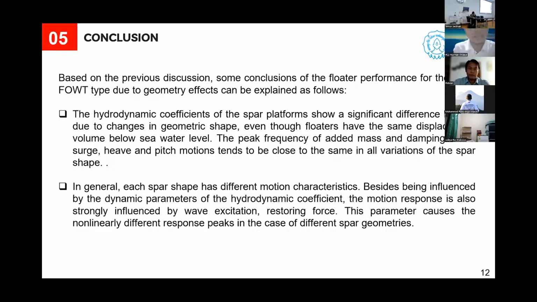Based on the previous discussion, some conclusions on the floater performance of the floating wind turbine spar type due to geometric effect can be explained as follows. First, the hydrodynamic coefficients of the spar platform show a significant difference due to change in geometry shape, even though the floaters have the same displacement volume below sea water level. The peak frequencies of added mass and damping in the surge, heave, and pitch motions tend to be close to the same in all variations of the spar shape.